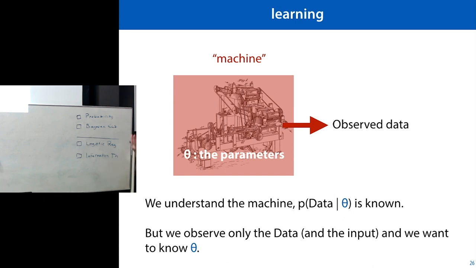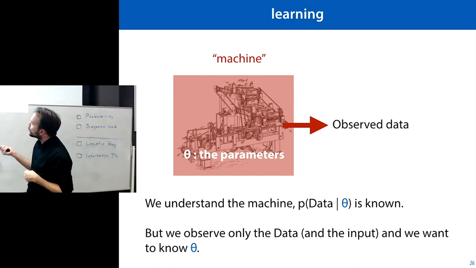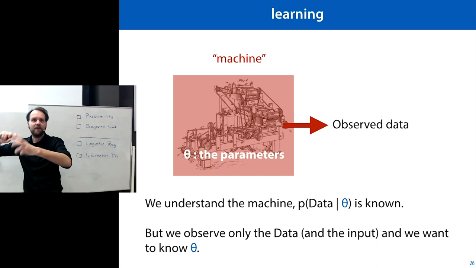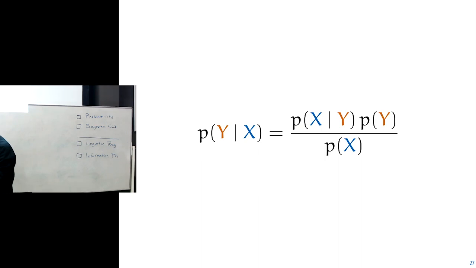But then we observe some data. Somebody puts a curtain over the machine. We observe some data, and then we want to know how the dials and knobs of the machine are set. That's basic statistical inference. We're looking for the dials and knobs of the machine given the data. So that's the inversion problem.